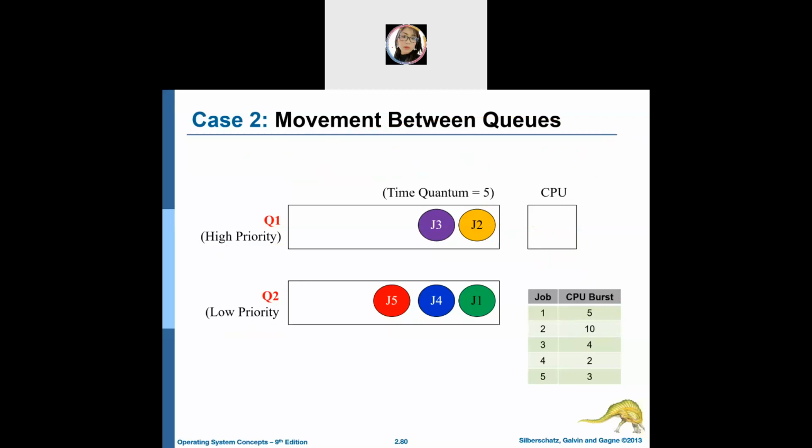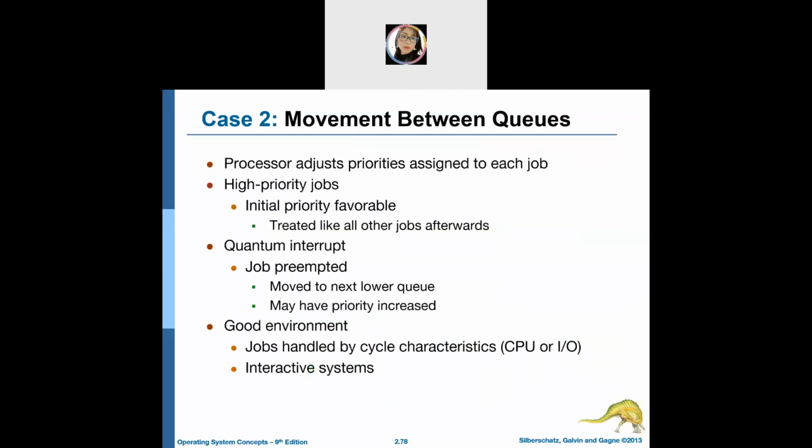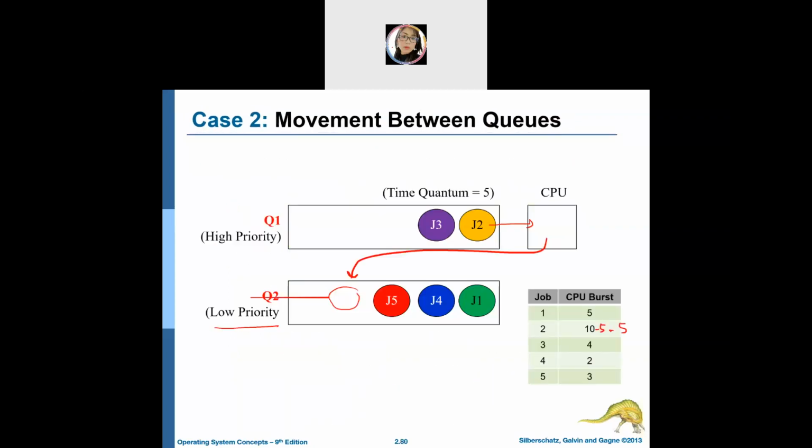But in terms of the movement, job 2 will be done first. And you can see here, you have the balance of 5. And you will push it to the lower priority, move to the lower priority or lower queue. That's why you move it here. Okay, move it here, not in front here.